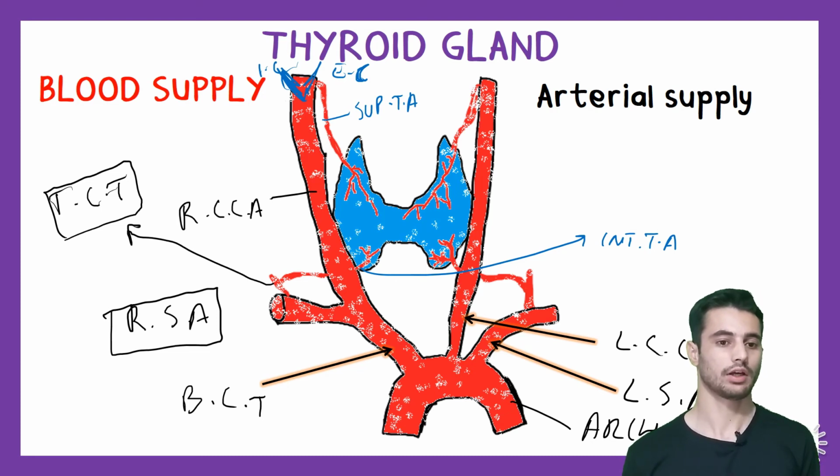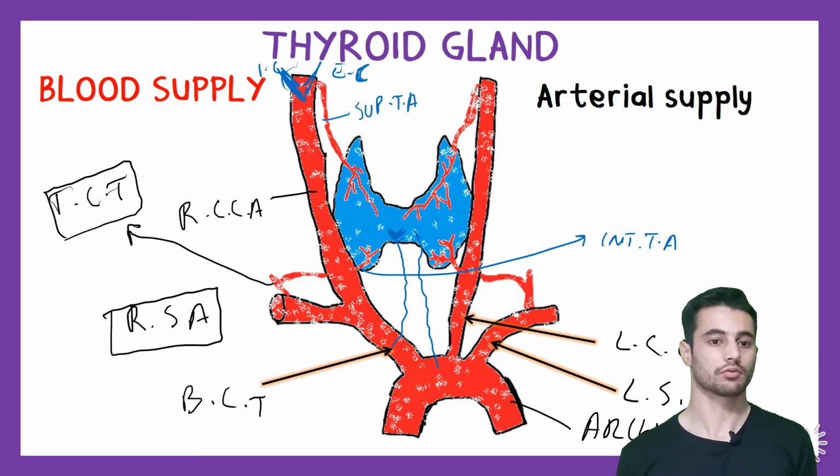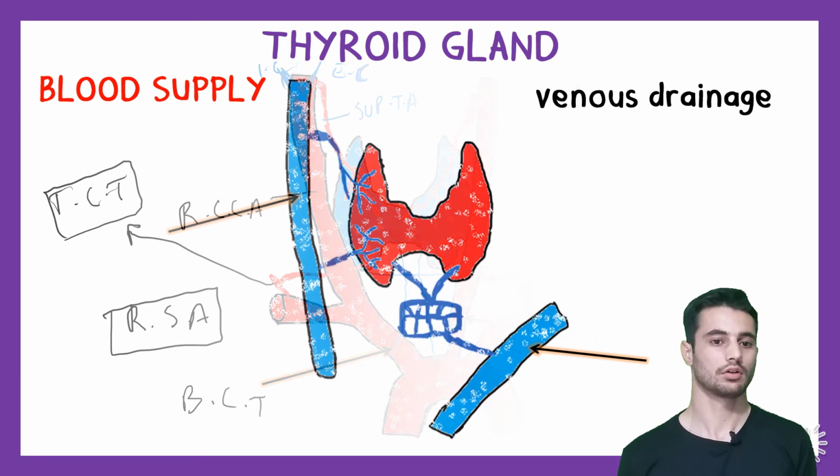Sometimes we have an artery arising from the brachiocephalic trunk. Have a look. And this artery is supplying the center portion of the thyroid gland known as the isthmus. Also, we can have this artery arising from the aorta as well.